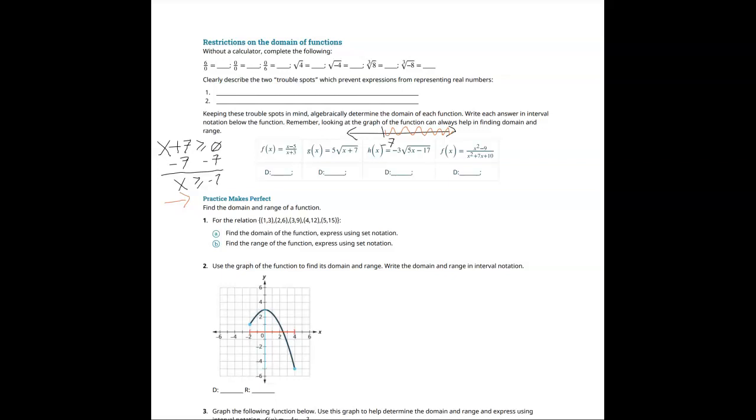So when we write our domain, it's going to be D. But this is an inequality that has a line underneath it, so D is going to equal bracket negative 7, comma, infinity. Cool? And we can't get to infinity, so that's why that is. So this is our domain for this guy.